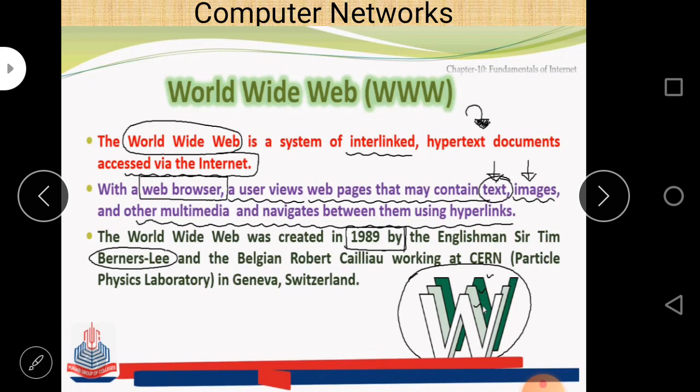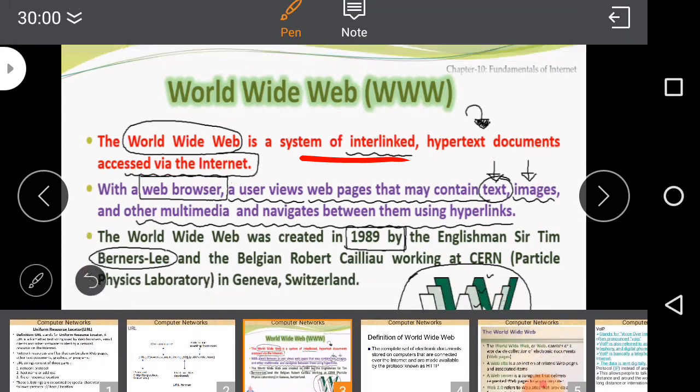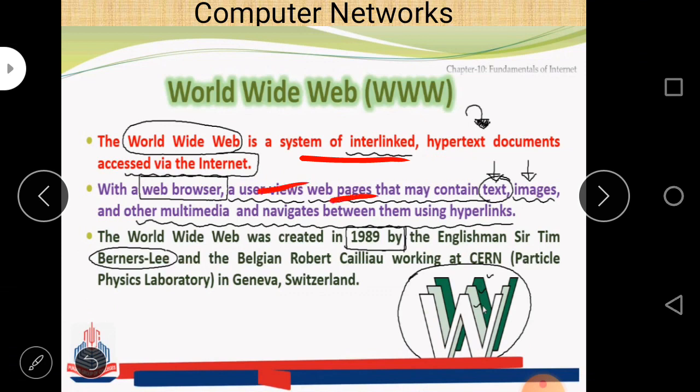Next is the World Wide Web. The World Wide Web is a system of interlinked hypertext documents accessed via the internet, and with a web browser, a user views web pages that may contain text, images, and other multimedia, and navigates between them using hyperlinks. The World Wide Web was created in 1989 by the Englishman Sir Tim Berners-Lee and the Belgian Robert Cailliau, working at the CERN Particle Physics Laboratory in Geneva, Switzerland.